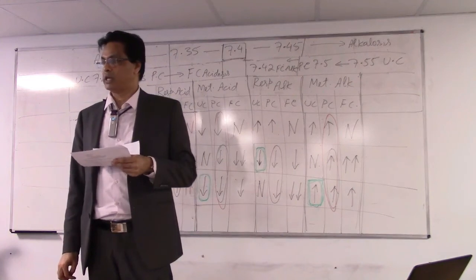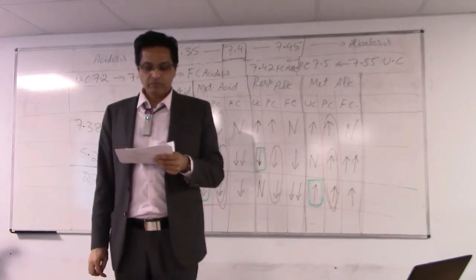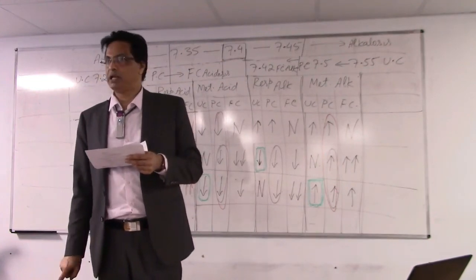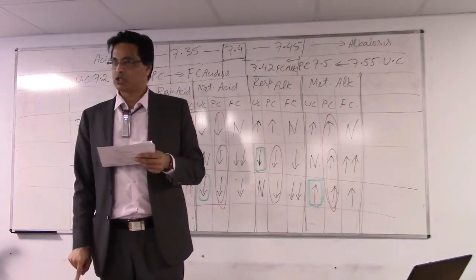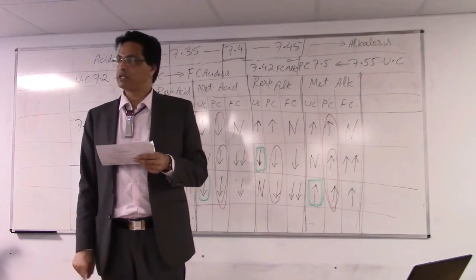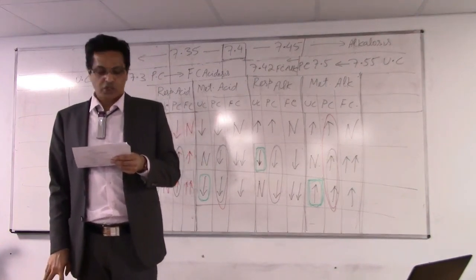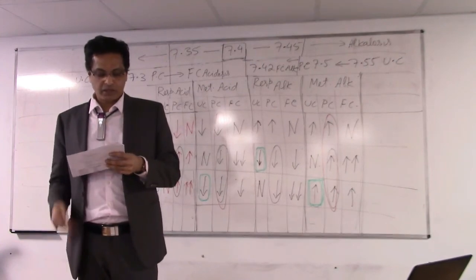Carbon dioxide low, bicarbonate low, pH is high. So what is that? Partially compensated. Is it alkalosis or acidosis? Alkalosis. Respiratory or metabolic? Respiratory alkalosis. Is it compensated? Partially compensated respiratory alkalosis.